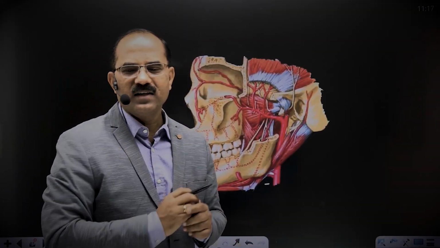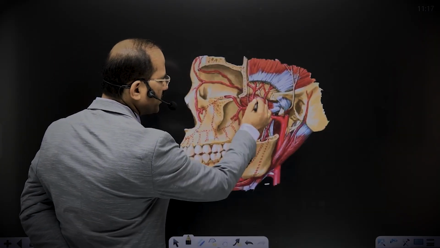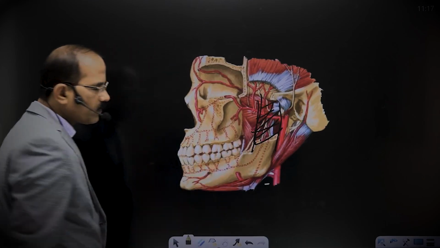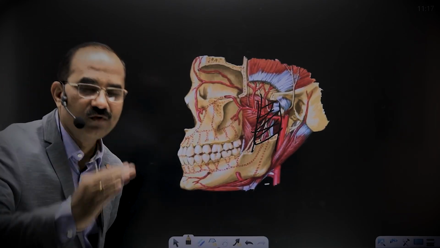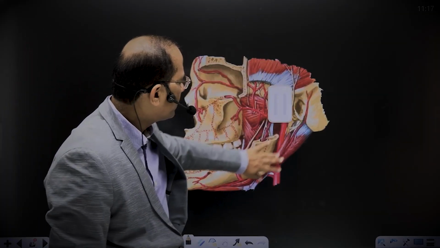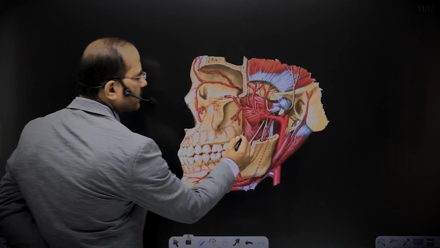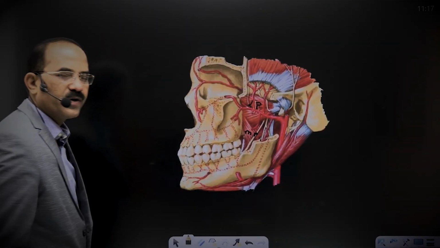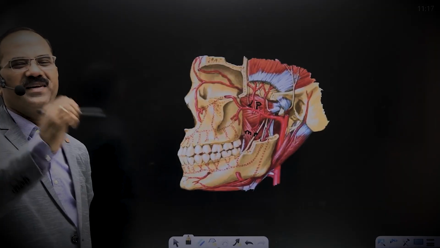Now, this maxillary artery would pass deep to the ramus of the mandible. It would enter the infratemporal fossa. In this infratemporal fossa, this maxillary artery lies on which muscle? Look at this. That's a medial pterygoid, and that's the lateral pterygoid. So the maxillary artery is lying on the lateral pterygoid.